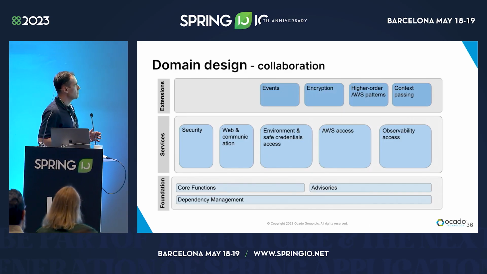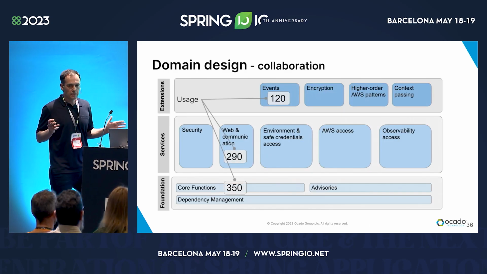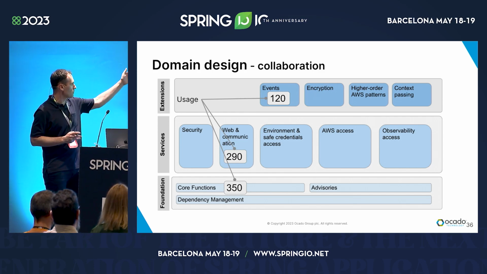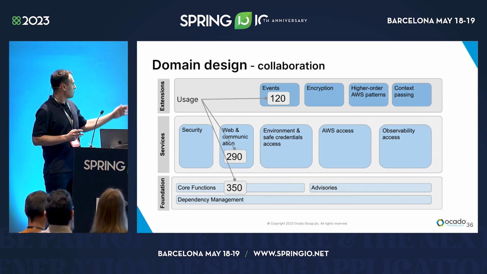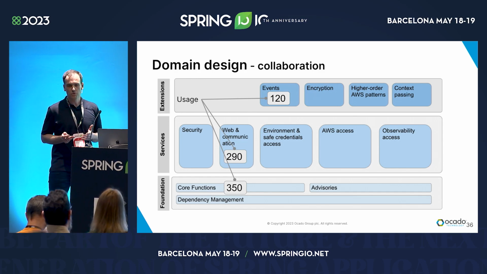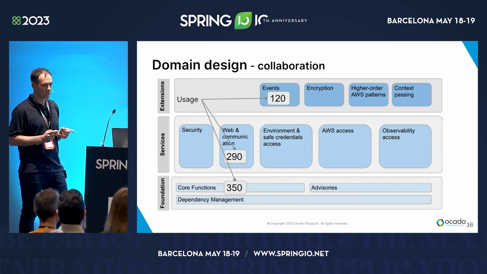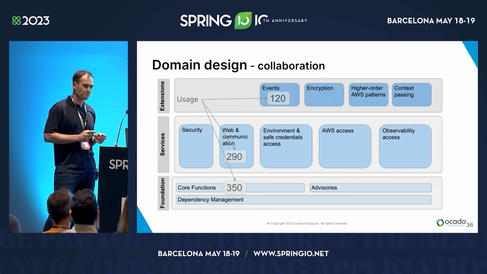So collaboration first. Again, it starts with data. We know who uses what. Most people use the core functions, fewer people use events. Maybe not everybody uses security, maybe they use a different security. That's important because maybe there's a niche that we haven't addressed yet, or maybe there's a security problem.